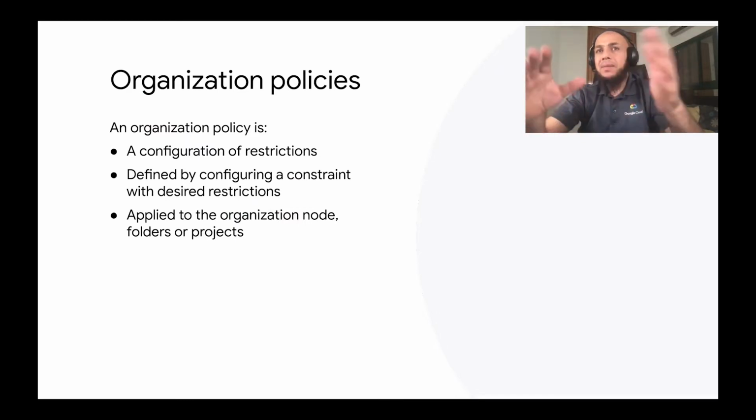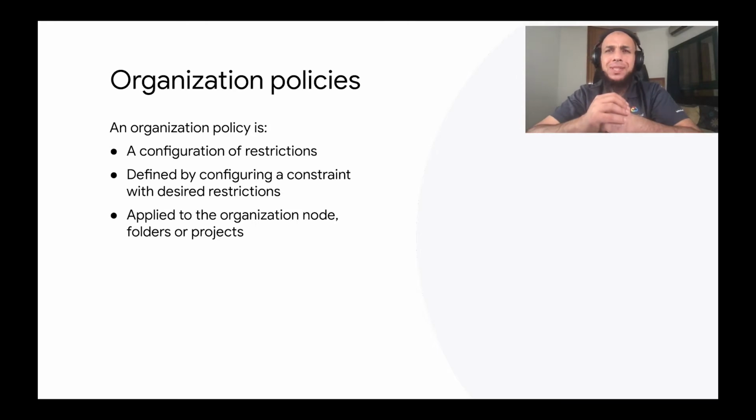So Cloud IAM policies give me that ability to give access to resources. Now, what if I want to restrict something? For example, I don't want anybody to be able to SSH to machines, or I don't want them to have public IPs on my VMs across the organization, because this is a company policy. This is where organization policies come into play. They are a configuration of restrictions. They are constraints that I can set at the organization level, and it will apply to my whole organization.